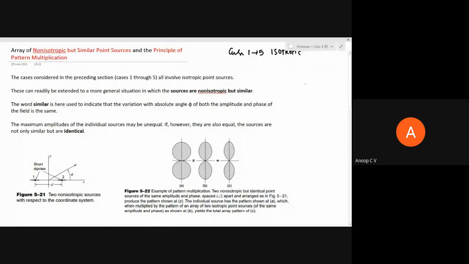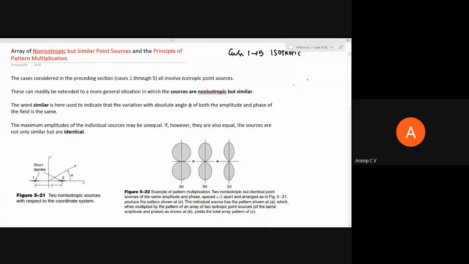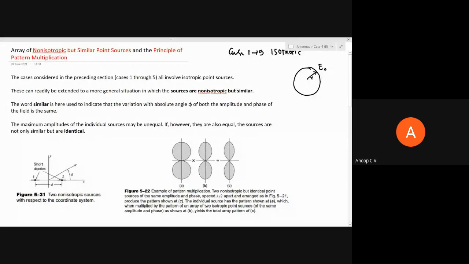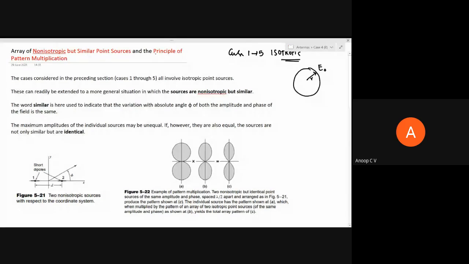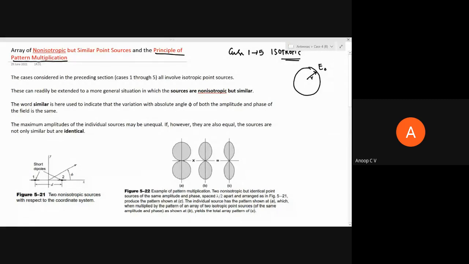When I say isotropic, if you have a source, it radiates equally well in all directions. So its field at any given distance r is independent of phi, right? The field is independent of phi if it is isotropic. But instead of isotropic sources, if we have non-isotropic but similar point sources, that is the next case. So the principle of pattern multiplication is the topic. This is the case of non-isotropic sources.